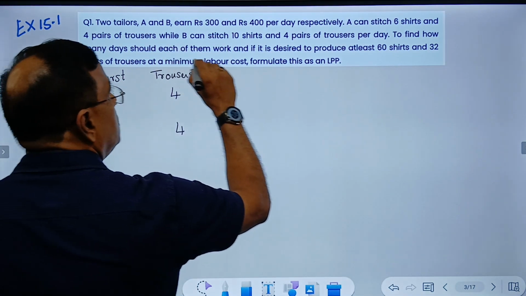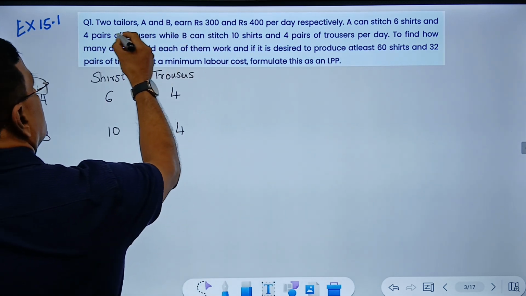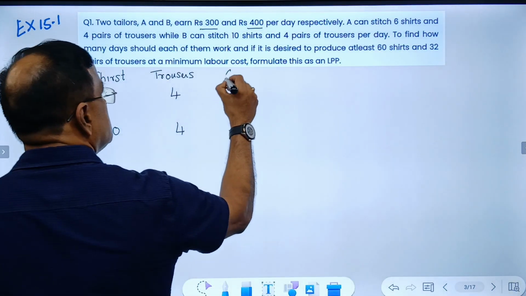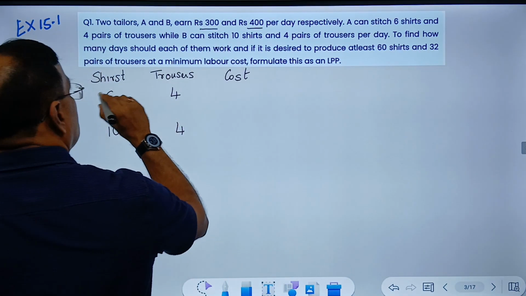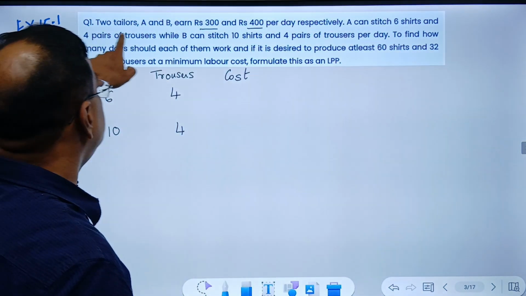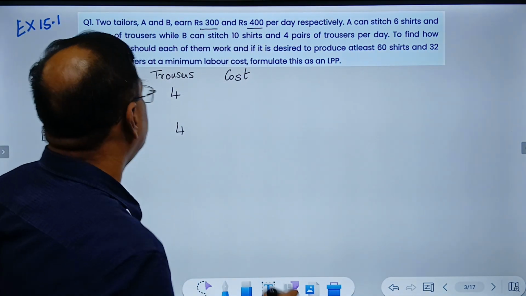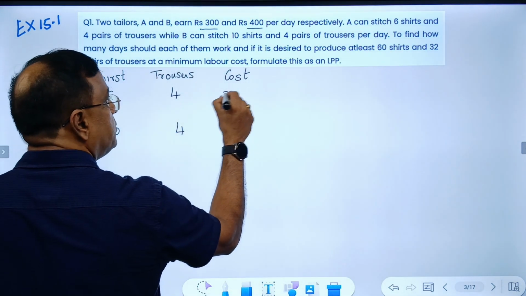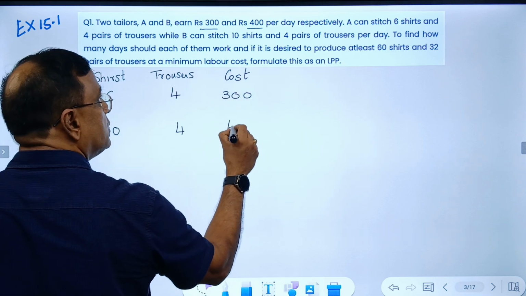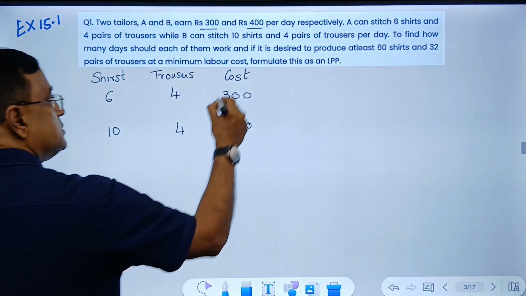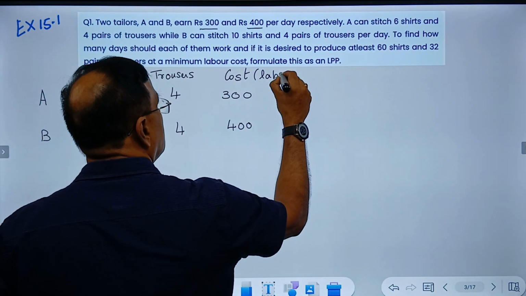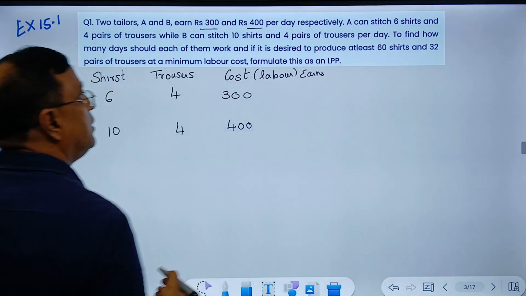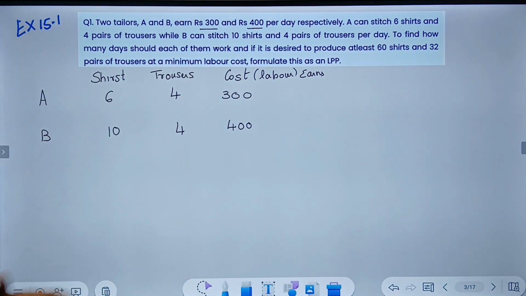Then how much does it cost? It costs rupees 300 and 500. So what is the cost? The two tailors A and B earn rupees 300 and 500 per day for stitching shirts and trousers. So he earns 300 per day, and this man earns rupees 500 per day. This is the labor cost, or this is what the two tailors A and B earn per day.